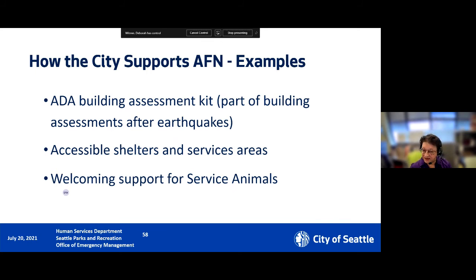And this supports the city's goals of offering accessible emergency shelters and other service locations like distribution centers for commodities or places where you might go to sign up for services. This also includes welcoming support for all service animals in shelter and service locations.